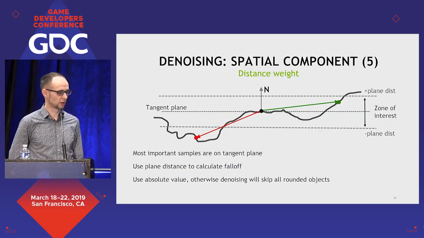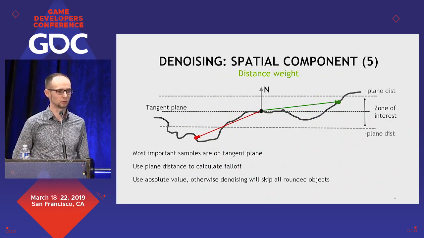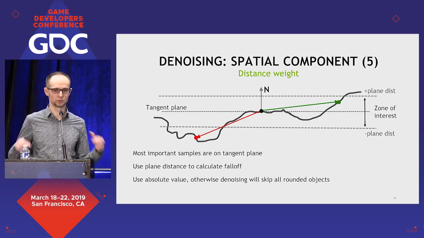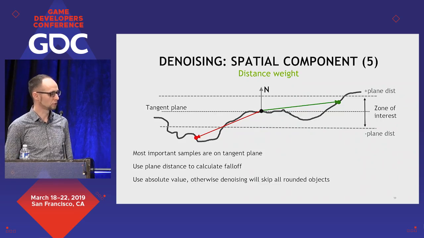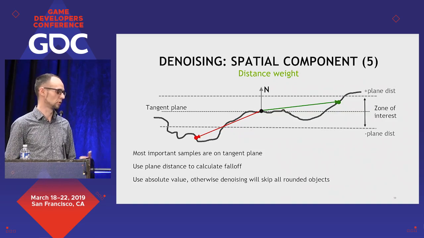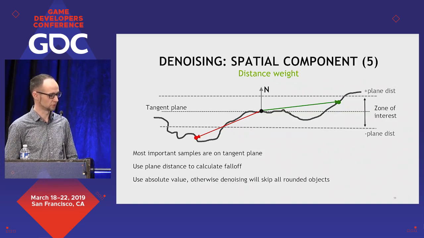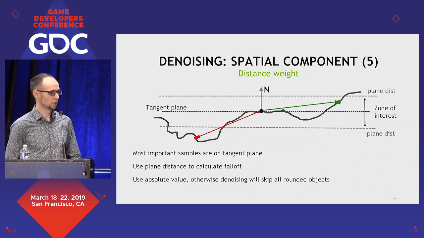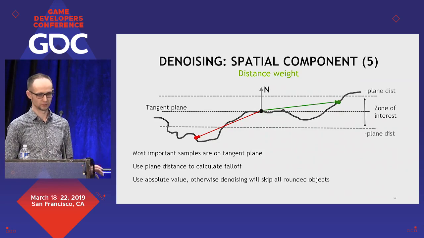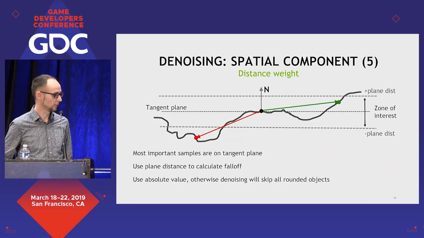Okay, so we have greatly simplified distance weight calculation, but which samples are important inside the disk? Mostly we're interested in samples located on a tangent plane, computed around the normal of our point of interest. Plane distance can be used to calculate smooth fall-off, but it's worth noting that we are also interested in samples with negative distances, because otherwise denoising will just skip all rounded objects, and that's not what we want.